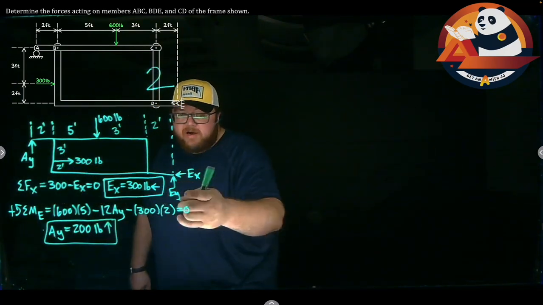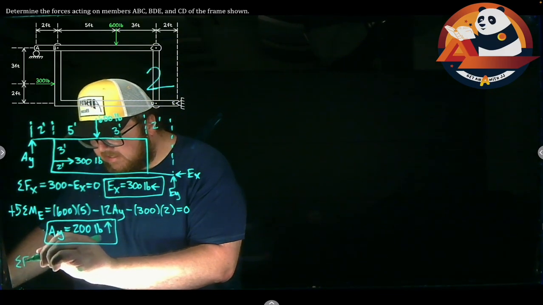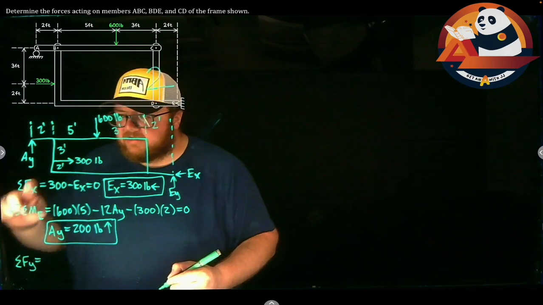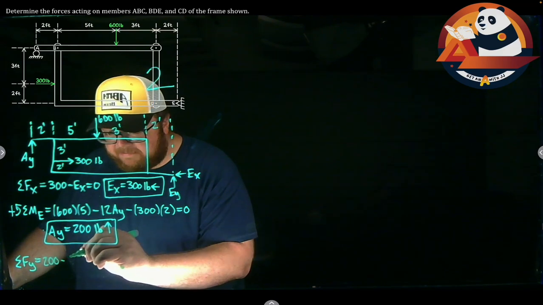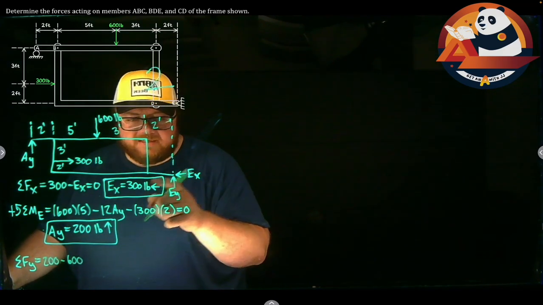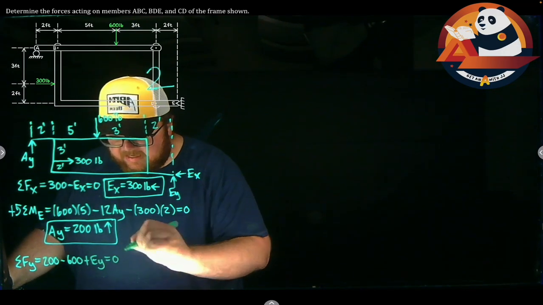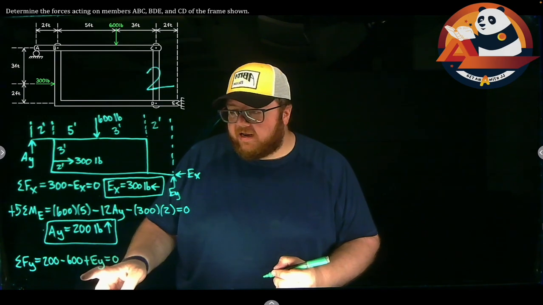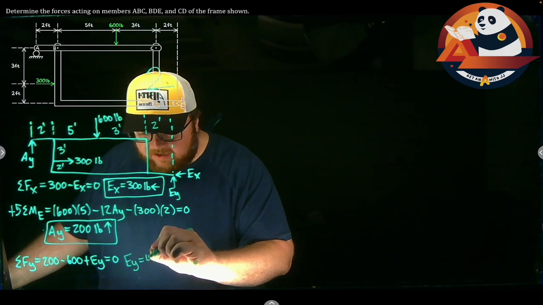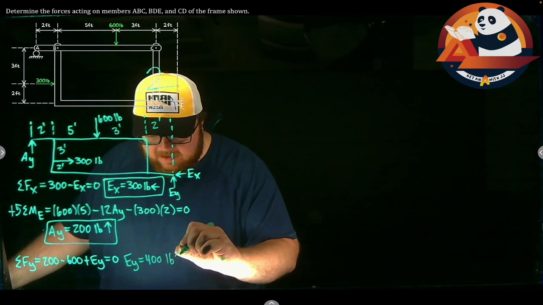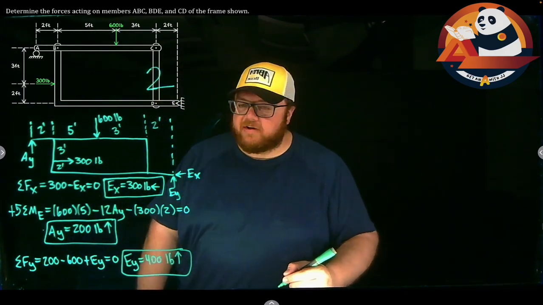With that known, though, I have one unknown left. I can sum forces in the Y to get EY. Summing my forces in the Y direction, I have AY, 200, minus 600, my applied load, plus EY, my last Y force, is going to get us to 0. If I solve that one for EY, I get that EY is 400 pounds, and it's going up. I get a positive number from this equation, so in my free body diagram, I guessed the right direction.